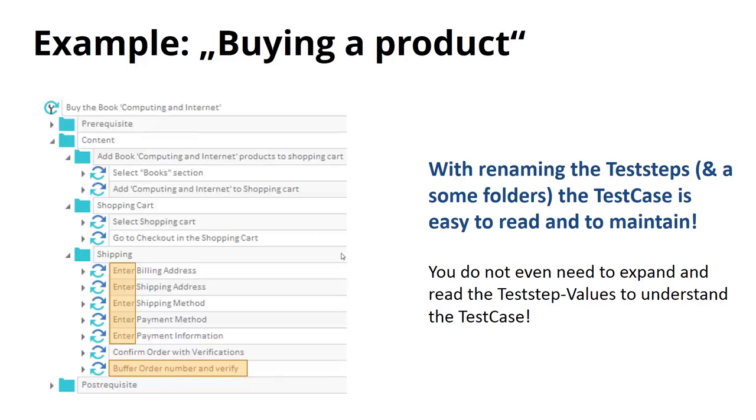Here I separated those between the sections that I'm working in, right? So here it's the main screen where I add certain books to the shopping cart. Here I work in the shopping cart directly. And then this section here is all about the shipping, where I go through the different shipping sections, entering the different addresses and the payment and so on. And I think it always helps to separate those sections, but I will go into more detail on that later on.